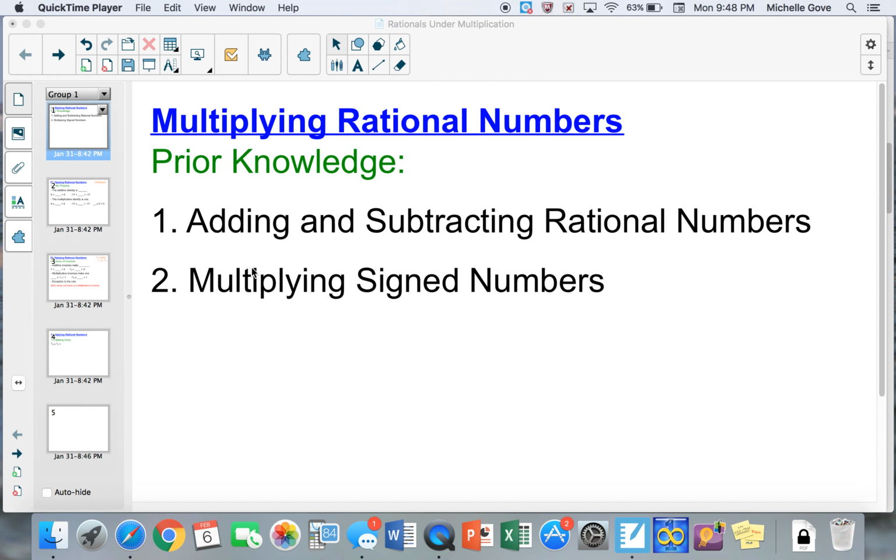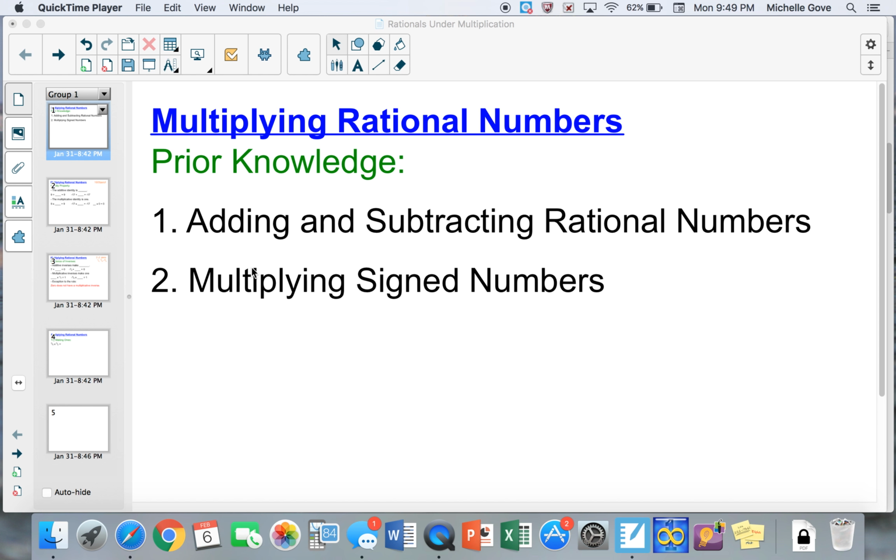Okay, so for our multiplying rational numbers lesson, just like any other lesson, I would start with our prior knowledge. For our prior knowledge, I would talk again about adding and subtracting rational numbers and recalling what we would have to do to finish those operations. Also about multiplying signed numbers.